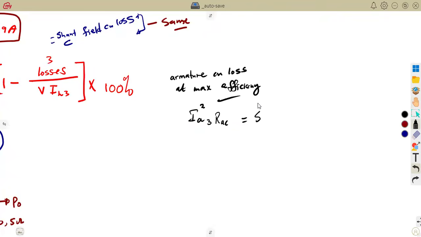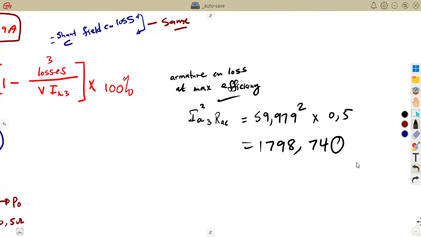So let us just substitute, guys, and square that one. It was 59.979 squared times 0.5. Multiplying these two, it was going to give us 1,798.74. If you round off to 3 decimal places, it was going to be a 0 there, which is not important. So this is the power, as you're talking of the loss, that we're having there.